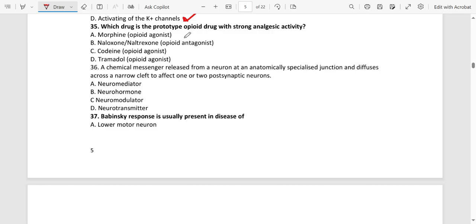Which drug is a prototype opioid drug with a strong analgesic activity? Morphine, naloxone, naltrexone, codeine, tramadol. Which one is the prototype? What is a prototype opioid? A prototype is a drug from where we're going to get other drugs. So which is the opioid from where we get other opioids, or we synthesize other opioids?